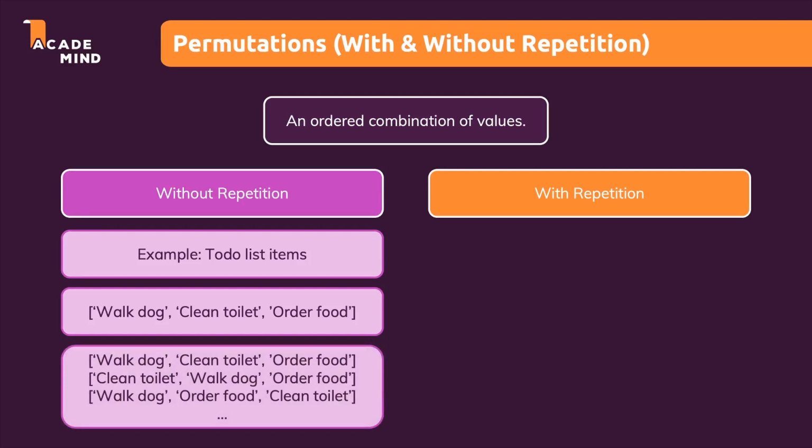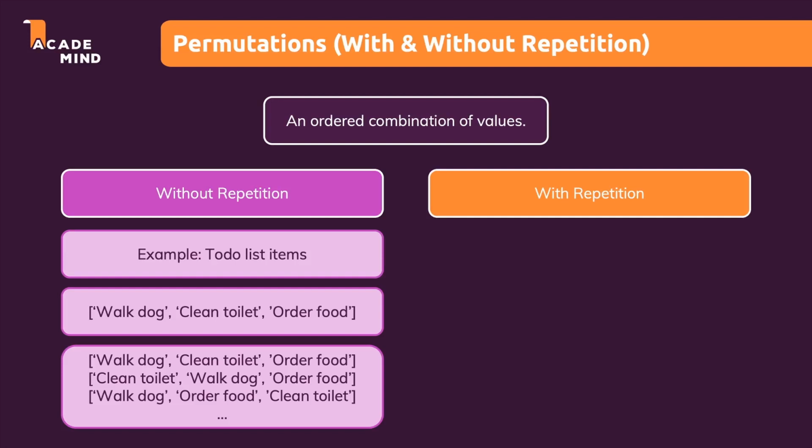Or you first clean the toilet, then you walk the dog, and then you order food. Or maybe you want to walk the dog, order food, and clean the toilet, and so on. So you got multiple combinations here, but important, every task is only done once. That's why it's without repetition.